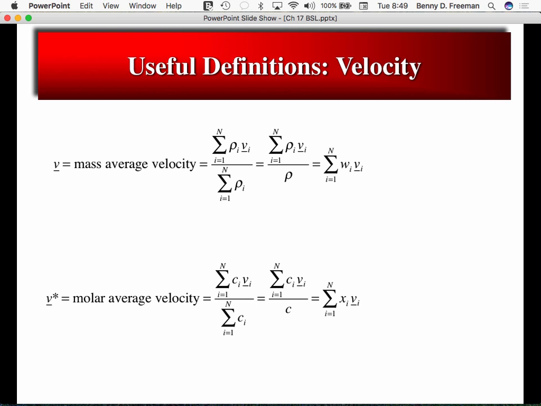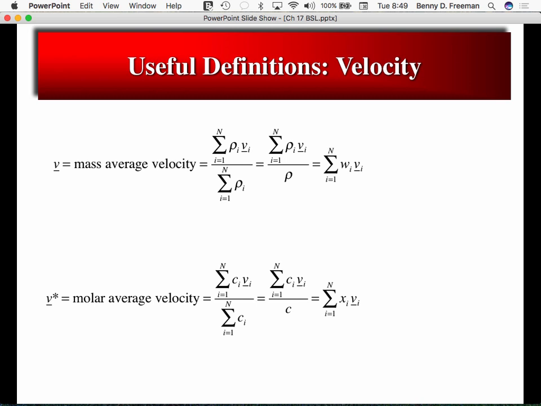The reason this velocity is important is that we're going to come in a few weeks to solving problems where there is convective fluid flow that's governed, for example, by the Navier-Stokes equations. And the Navier-Stokes equations, the velocity that appears in there for mixtures is the mass average velocity. And so that one is important for us.